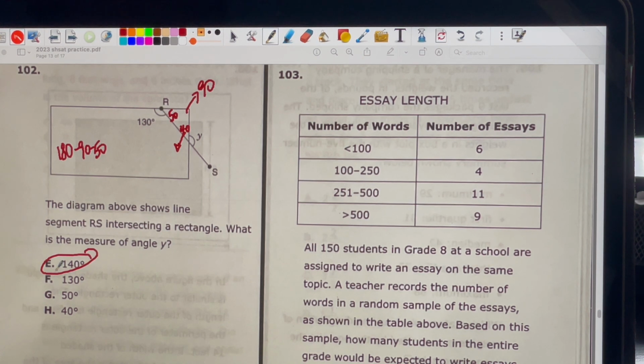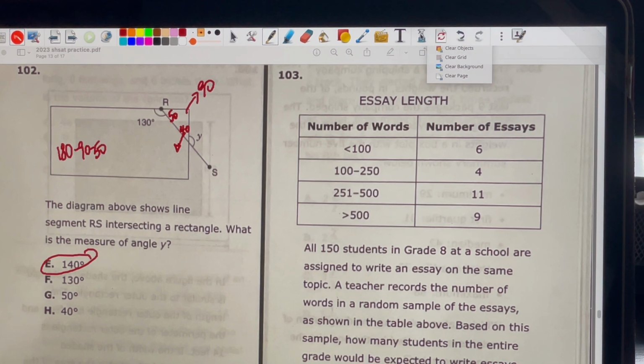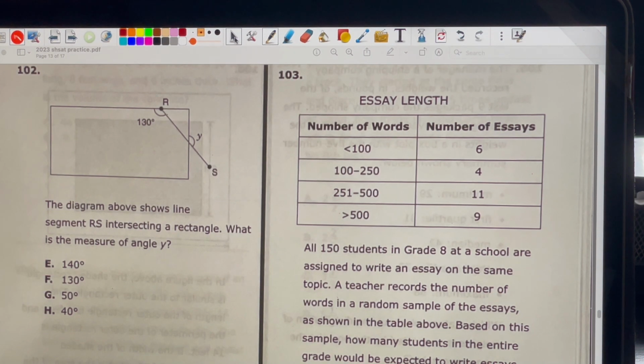Oh, I'm really bothered right now. What in the world? 102, 103, okay.